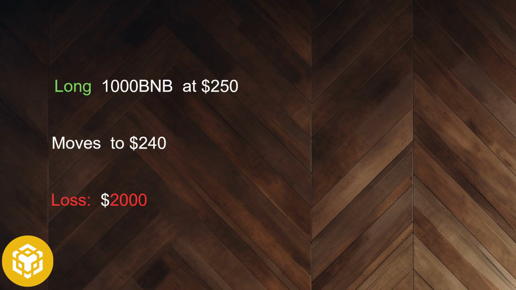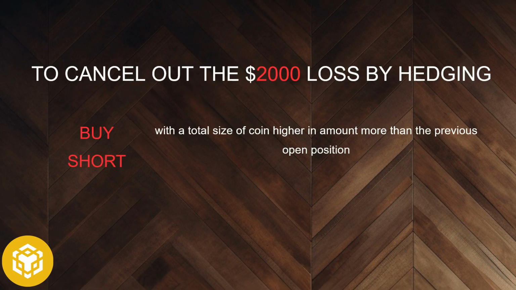The reason I'm buying short here is because I took long. If it was short that I took as the first trade, that means the subsequent trade will be long. But here I took long, so now I have to buy short. The most important thing here is that the total size of the coin I'm buying should be higher in amount than the previous position I opened.